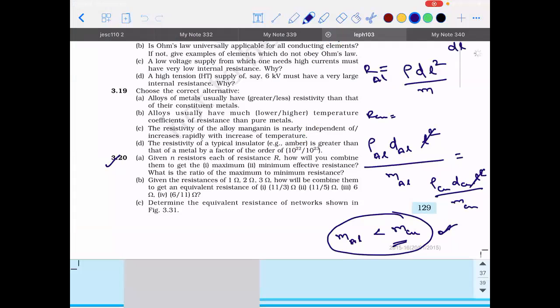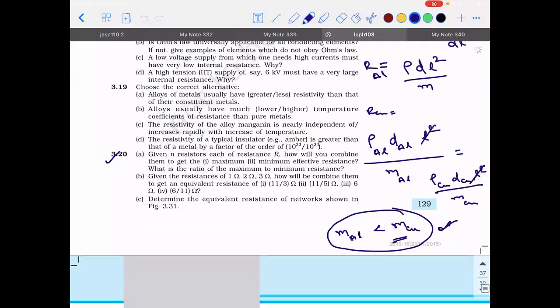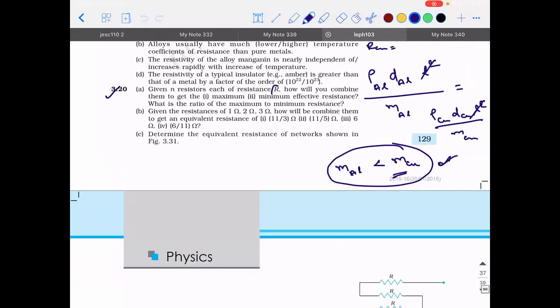So let's try out 3.20. We are given n resistors, each of resistance capital R. How will you combine them to get maximum effective resistance and minimum effective resistance? So how are you supposed to connect the resistors to get maximum resistance? If I give you 5 resistors in hand, how will you connect all those resistors to give you maximum value? In series. Yes.